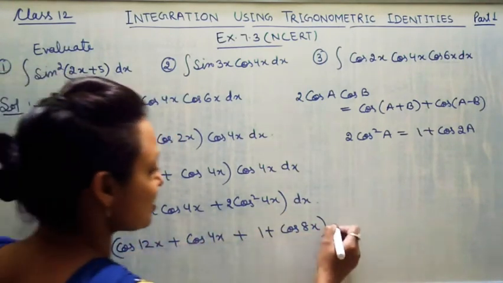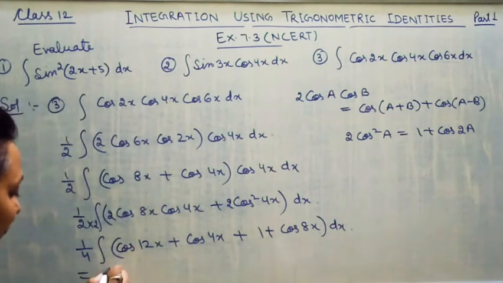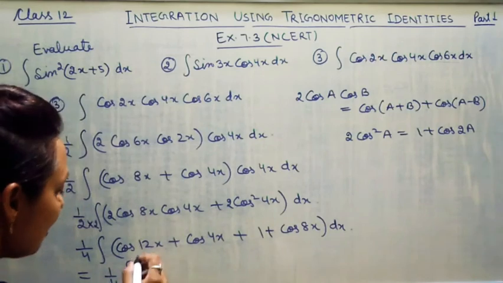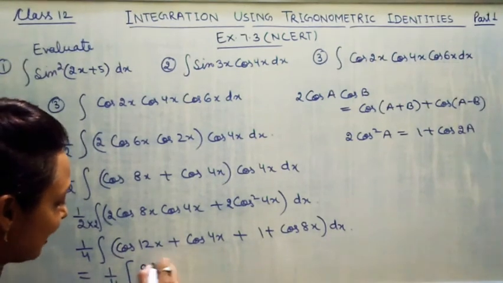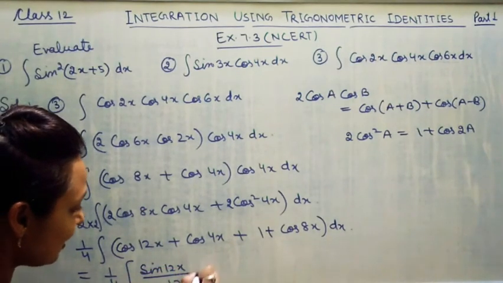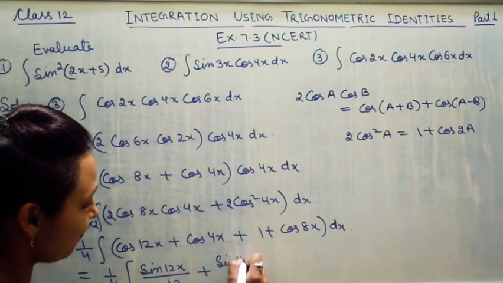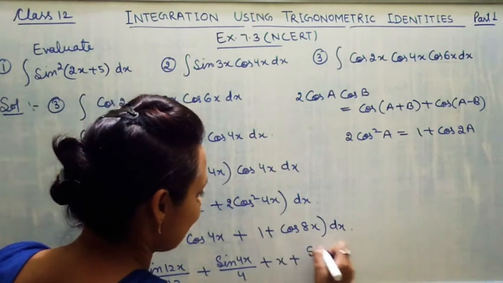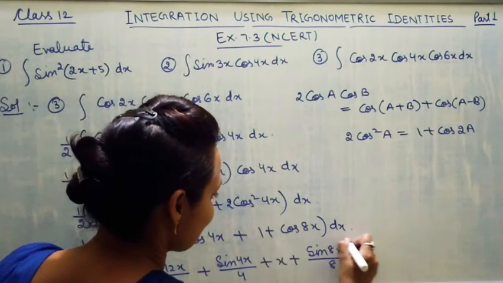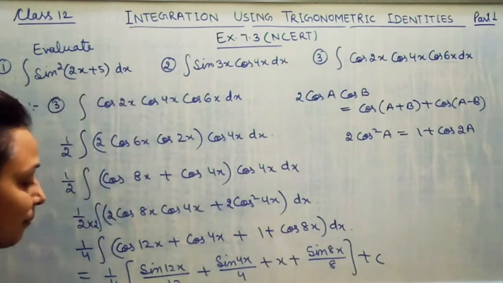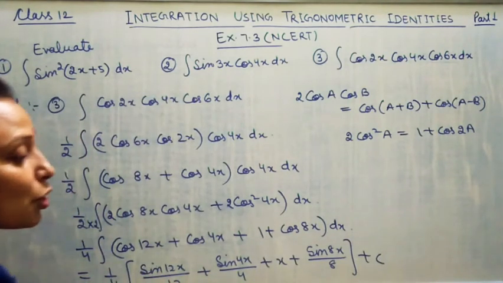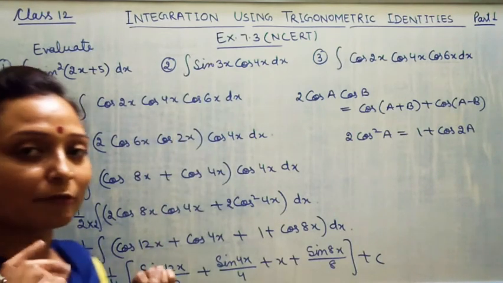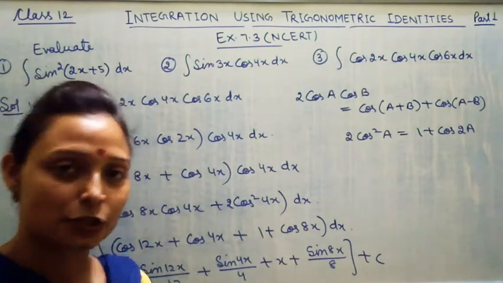Okay, this is equal to 1 by 4 integration of cos 12x dx. When you solve it, it is sin 12x upon 12 plus sin 4x upon 4 plus x plus sin 8x upon 8 plus constant. You can multiply this inside the bracket so that you will get the final answer. So this is the way to solve questions number first, second and third. Now come to the next questions.